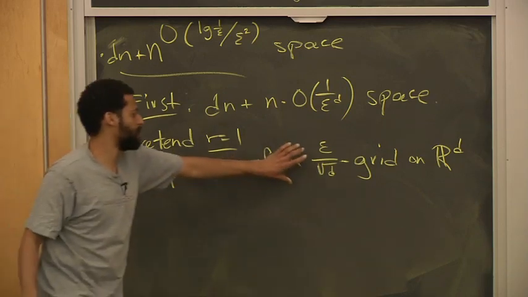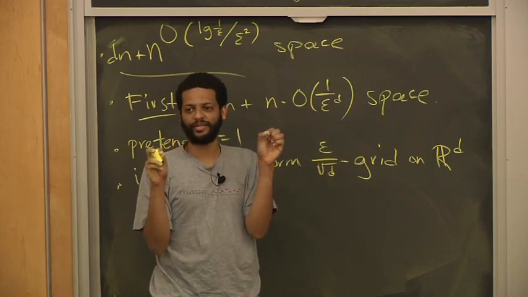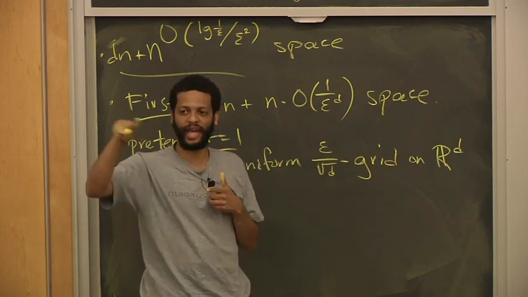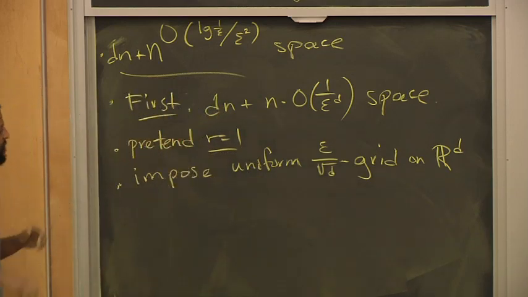Why did I choose epsilon over root d? Notice that the diameter of any grid cell is at most epsilon. If you have a box that's epsilon over root d in d dimensions, no length is longer. The diagonal is length epsilon. So this grid cell has length epsilon in L2.